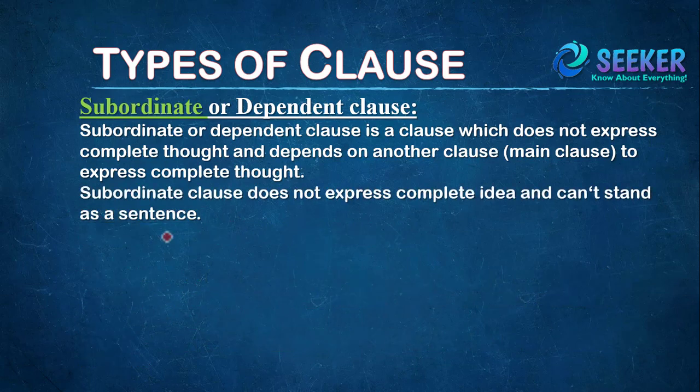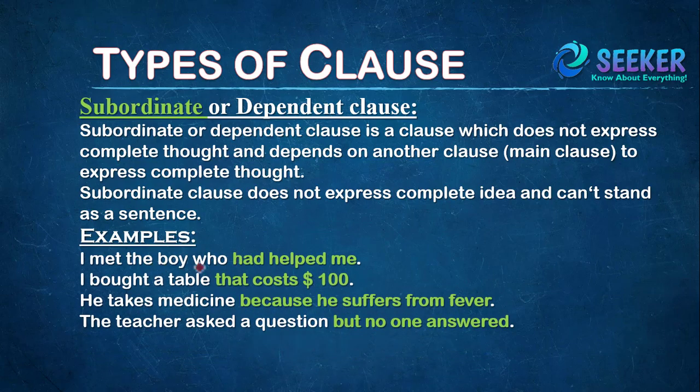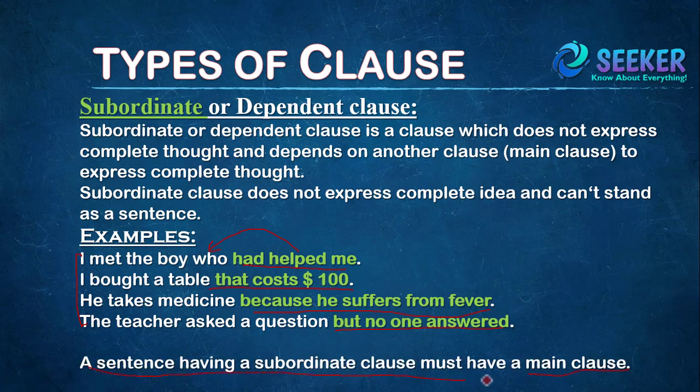Let's observe some more examples. I met the boy who had helped me. I bought a table that cost $100. He takes medicine because he suffers from fever. The teacher asked a question, but no one answered. Here, the highlighted parts are incomplete sentences, because all of these depend on the first part of the sentence. These highlighted parts themselves cannot express a complete thought, and all of these are dependent on the first part of the sentence. Therefore, these are known as subordinate or dependent or incomplete sentences. Please note that a sentence having a subordinate or dependent clause ought to have a main clause.